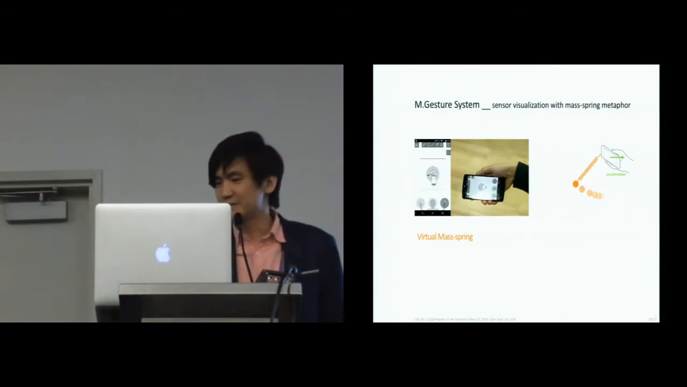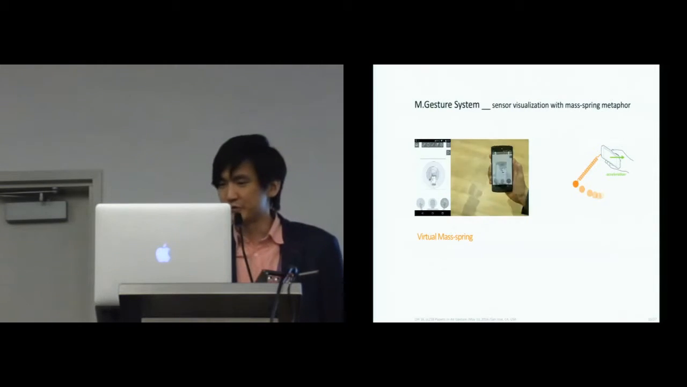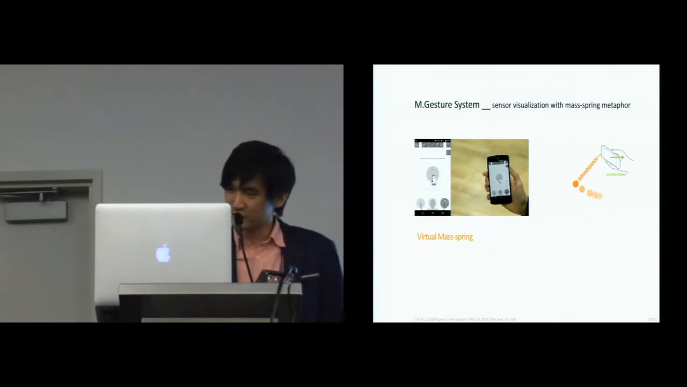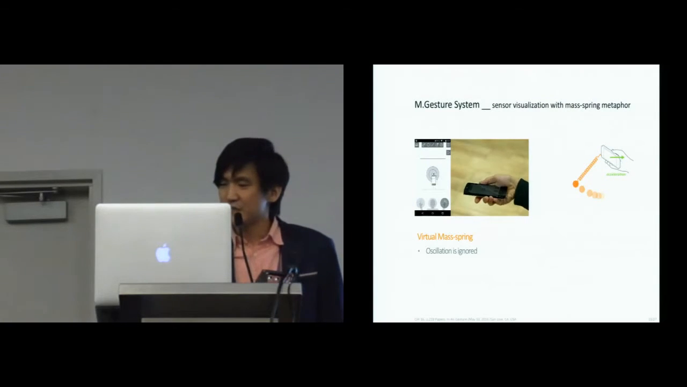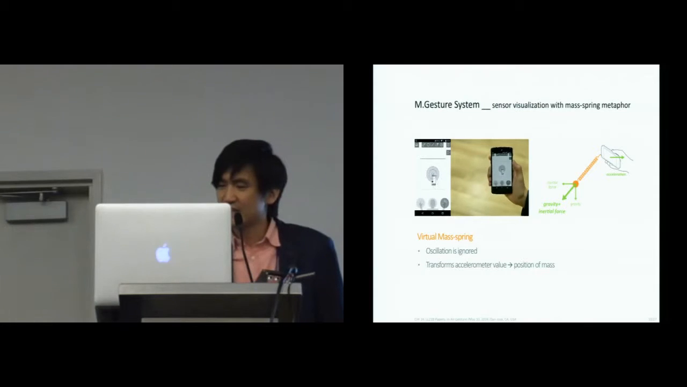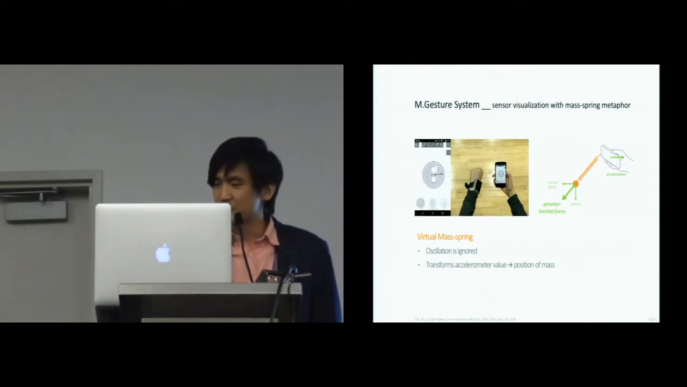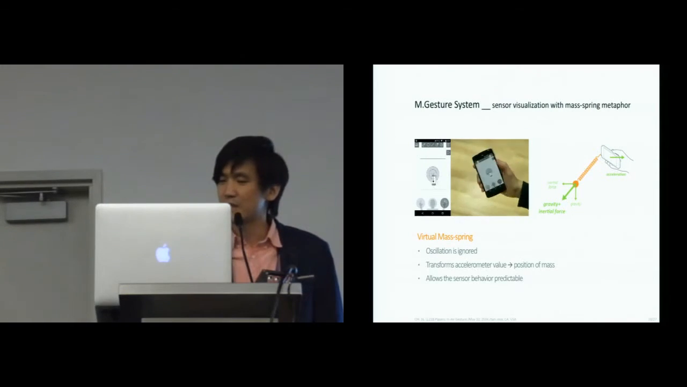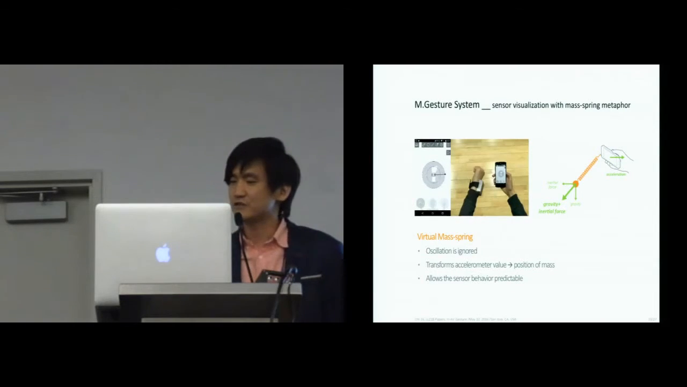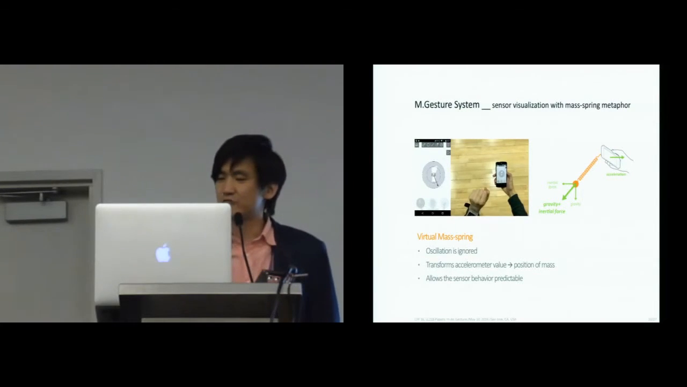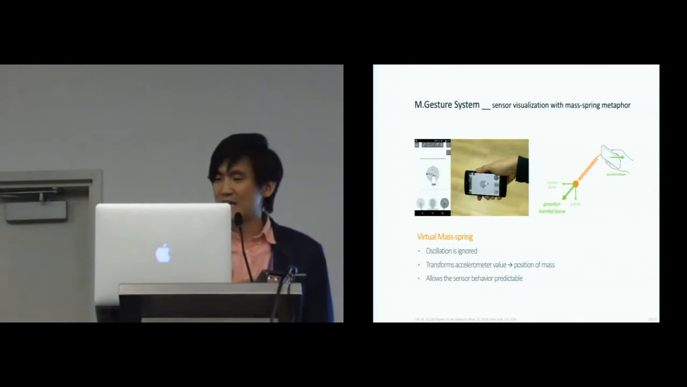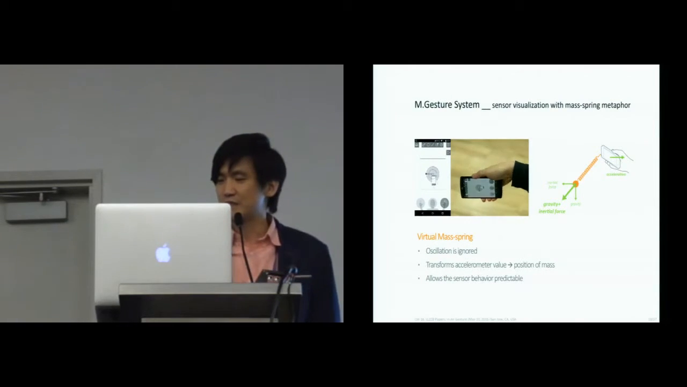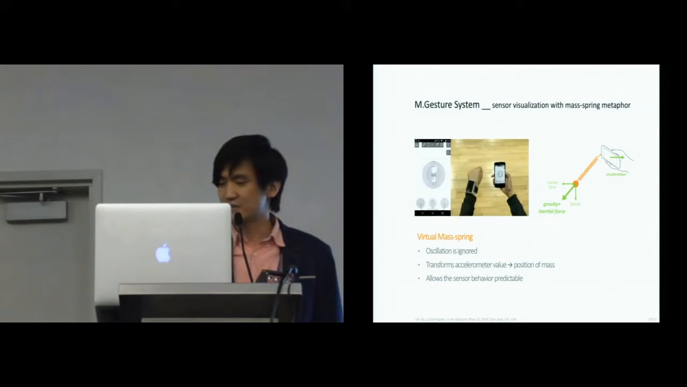M.Gesture visualizes sensor values using a metaphor of a mass spring. The system shows a virtual ball on top of a spring that is attached to the mobile device. If the oscillation can be ignored, the mass is affected by inertial force and gravity, which means the position of the ball is solely determined by the accelerometer values. The mass spring metaphor allows users to understand the behavior of accelerometers, and they can predict how the sensor values will change when the user enters a gesture motion.